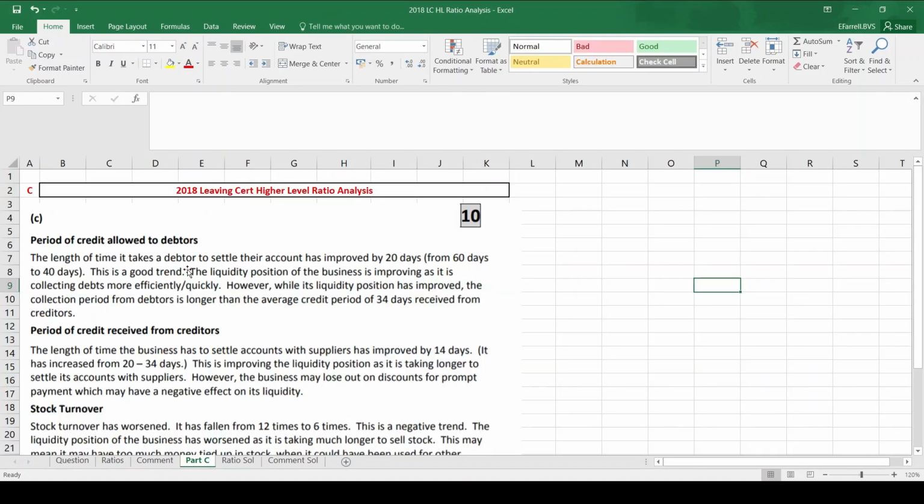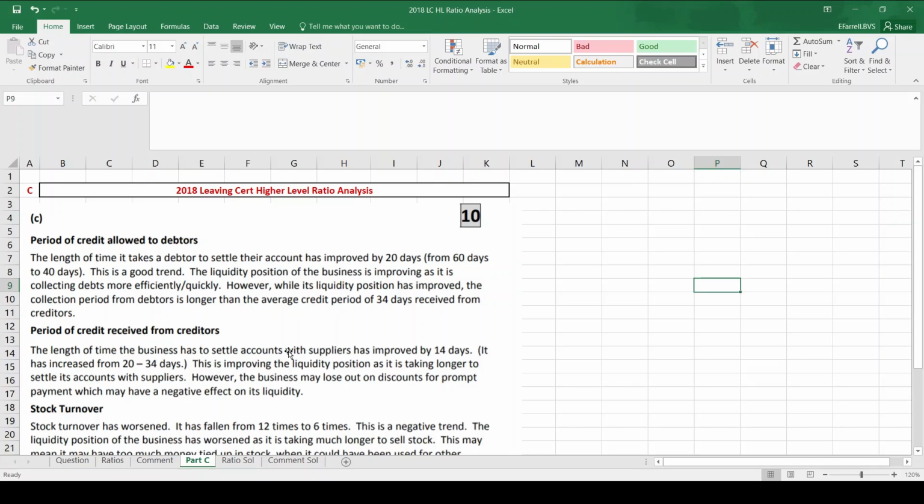So part C, the length of time it takes a debtor to settle their account has improved by 20 days. So from the first year, it was taking them 60 days to pay, now 40. This is a good trend. The liquidity position of the business is improving as it is collecting debts more efficiently or quickly. However, while the liquidity position has improved, the collection period from debtors is longer than the average period of credit of 34 days received from creditors. So it's taking people 40 days to pay them, but they have to pay people back in 34 days, which isn't good.